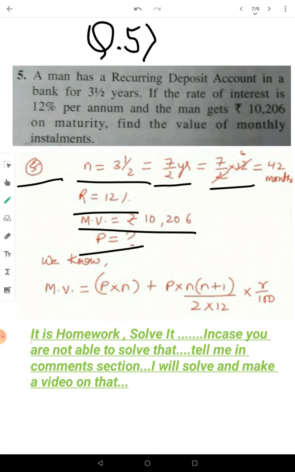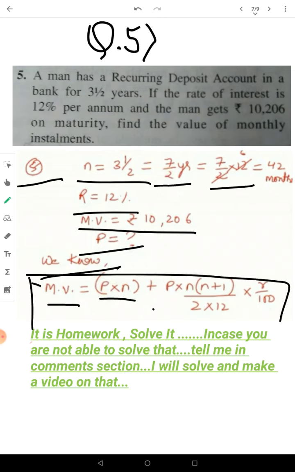Principal we don't know. So we know that maturity value is equal to P into N plus P into N into (N plus 1) upon 2 into 12 into R upon 100. This is the formula I am giving you. It is homework, solve it. In case you are not able to solve that, tell me in the comment section of this video. I will solve it and make a video on that. Anytime you can tell me in the comment section, and I will surely make it and put it.